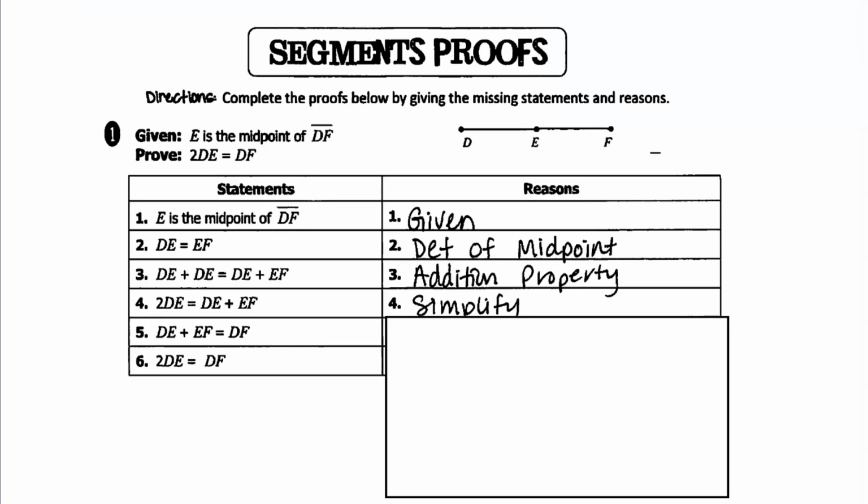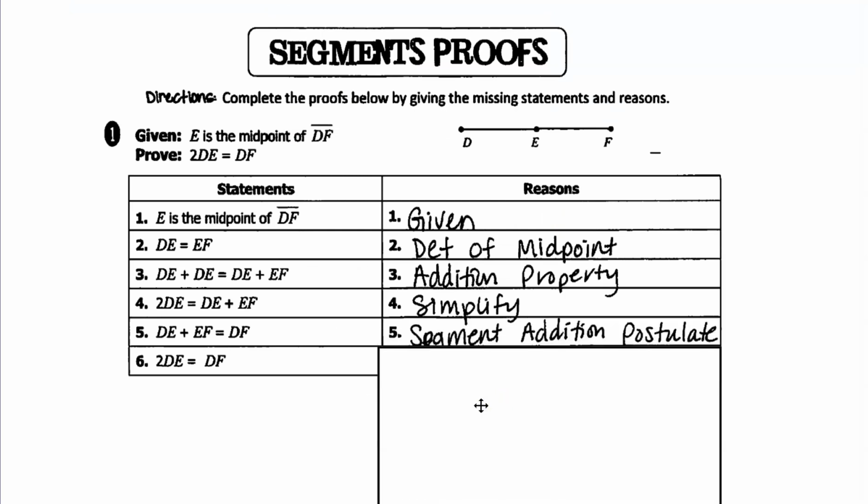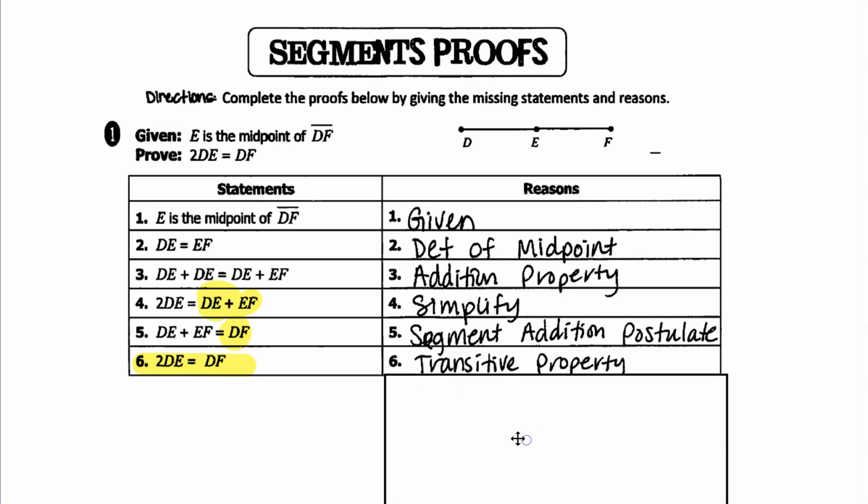Then DE plus EF equals DF. That's the segment addition postulate, right? DE plus EF equals the whole line. And then finally, two DEs equal DF. And the reason is that right here, we saw that DE plus EF equals DF. So all we're going to do is take this right here and substitute it for that. And when we get that, that's our final statement. Right, and there's your transitive property.